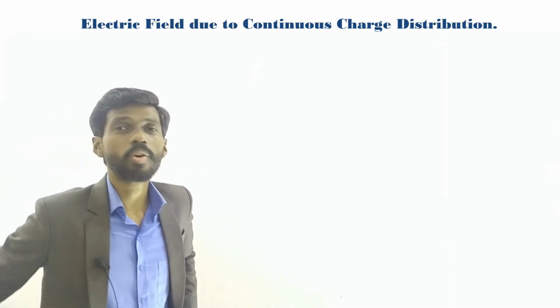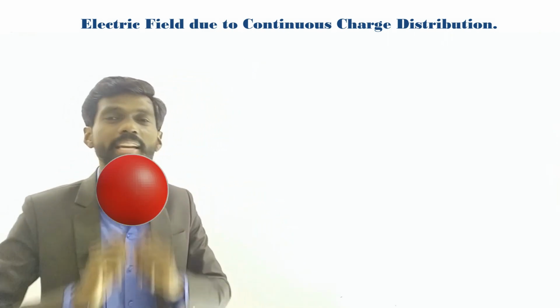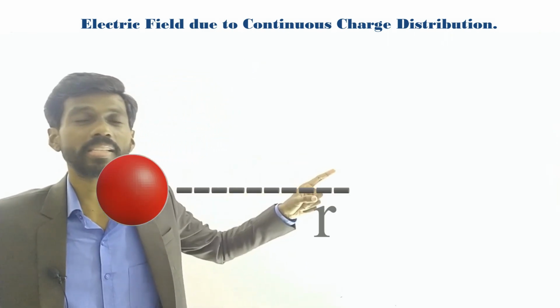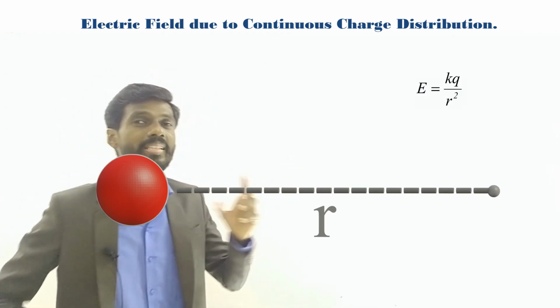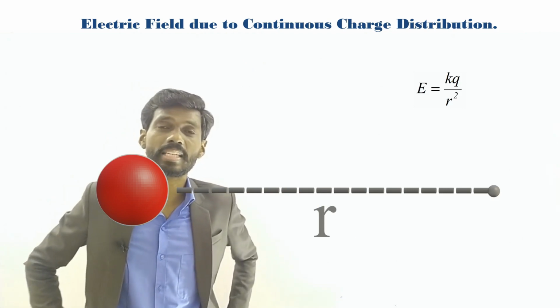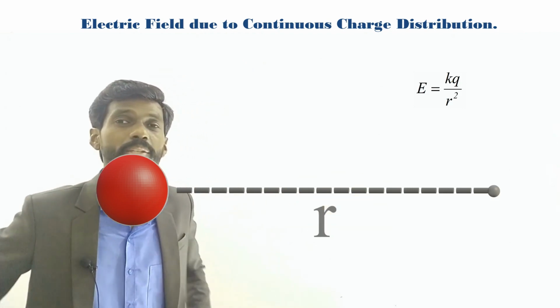In the last class we were talking about electric field due to a point charge. See, we have a point charge here. So we need to find the electric field due to this charge at a point at a distance r from it. We have the formula kq divided by r squared. See, q is the charge of the object and r is the distance between this charge and that point. So we have the formula for electric field due to a point charge.